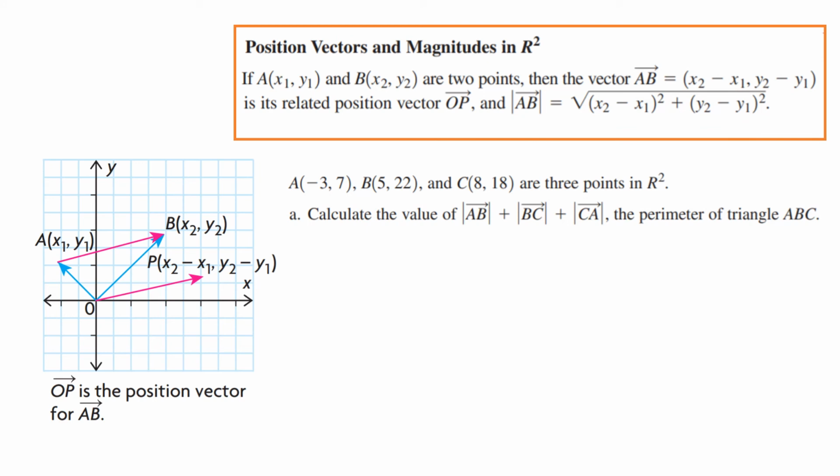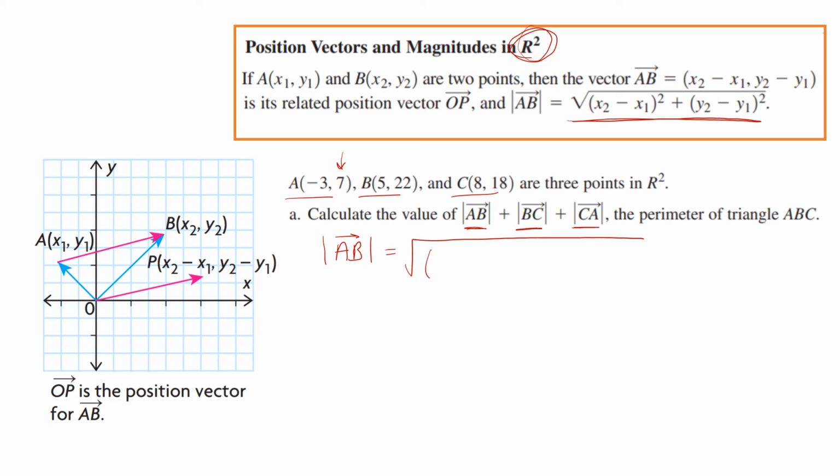So just to start out with an example, the coordinates are given to me for A, B, and C, which are 3 points in R squared. So this is considered in R squared also, so be careful with that. Calculate the value of AB plus BC and CA, the perimeter of triangle ABC. So first I'm going to find the magnitude of the AB given to me. I will directly put it inside of this. So I have root, and my x2 is not that. Let me label it so it's easier. This is my x1, this is my x2, this is my y1, and this is going to be my y2.